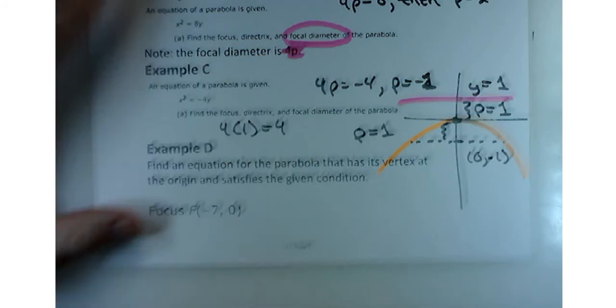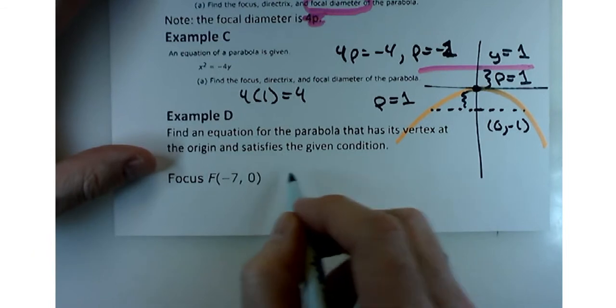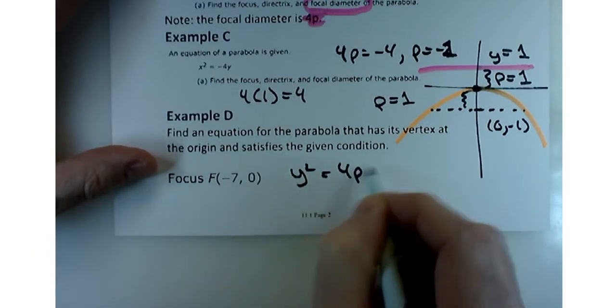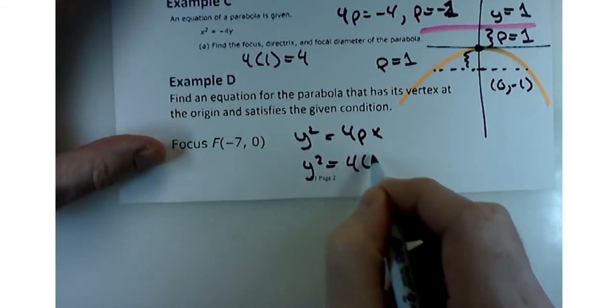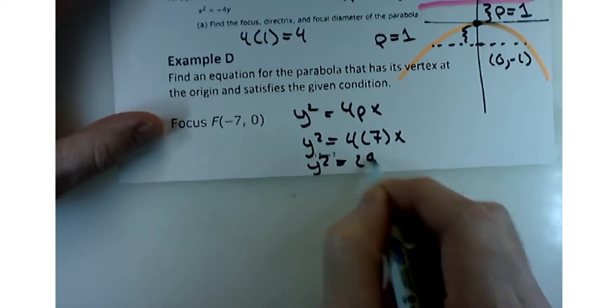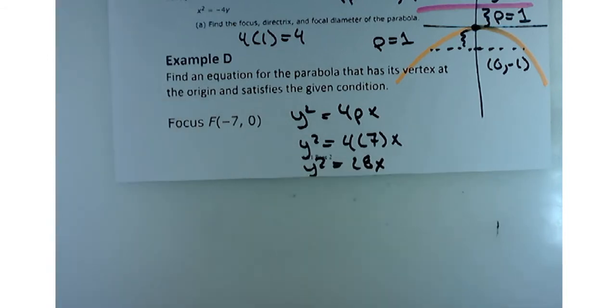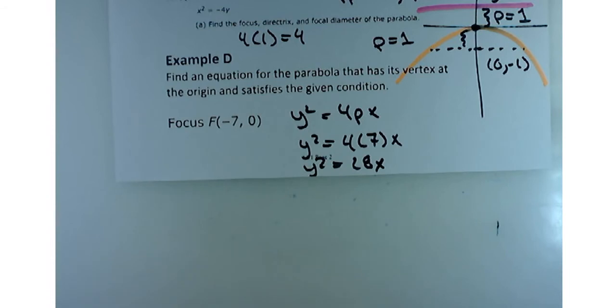So that's going to be a parabola in y squared. So it's going to be y squared equals 4 times p times x, which is going to mean y squared equals 4 times 7 times x, or y squared equals 28x. But there's something wrong with this. Can you figure out what would be wrong? Well, the thing that's wrong is that this would open to the right. And we know we have to have a parabola that opens to the left.